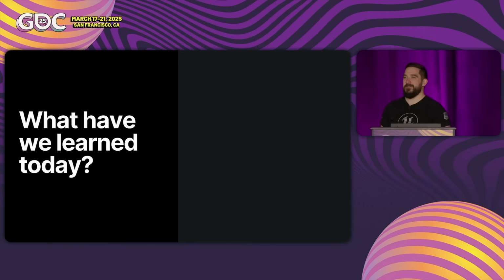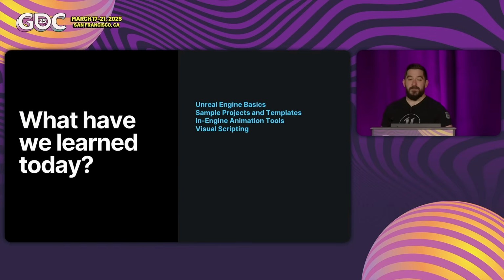So, what have we learned today? Well, we learned some Unreal Engine basics like the gameplay framework and using C++. We used a sample project to give us a head start, get us up and running. We used the in-engine animation and rigging tools to make our own animation, which we combined with Blueprint and enhanced input to make a really simple waving mechanic and animation.